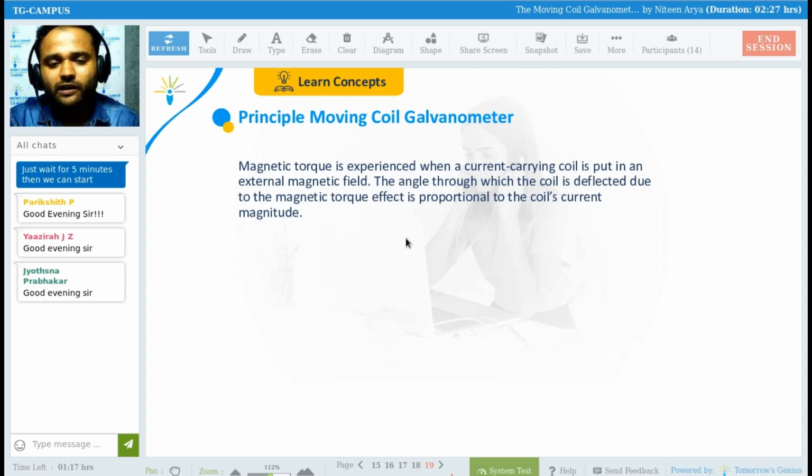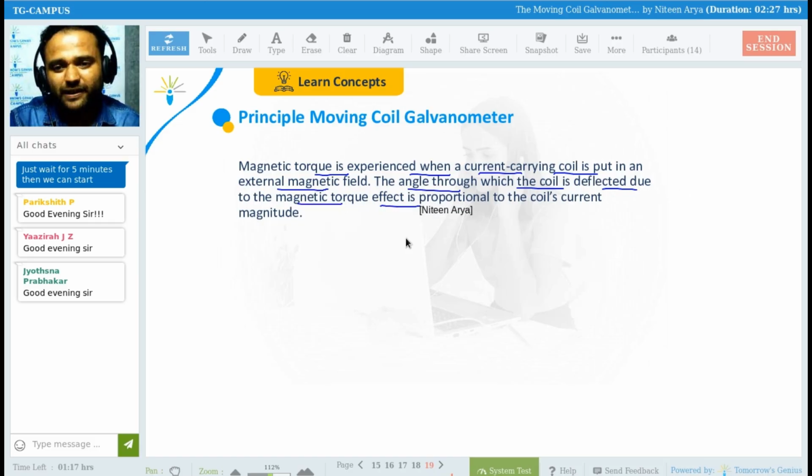The principle of a moving coil galvanometer: magnetic torque is experienced when a current-carrying coil is put in an external magnetic field. The angle through which the coil is deflected due to the magnetic torque effect is proportional to the coil's current magnitude. What it means is, suppose you have this particular coil.